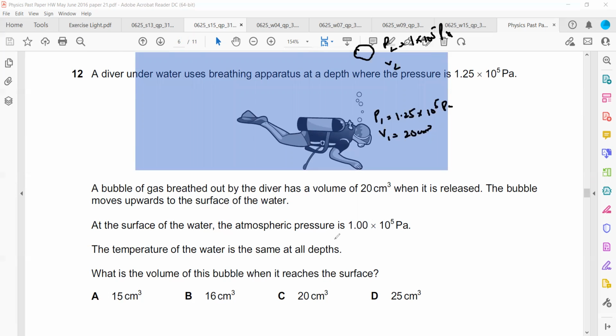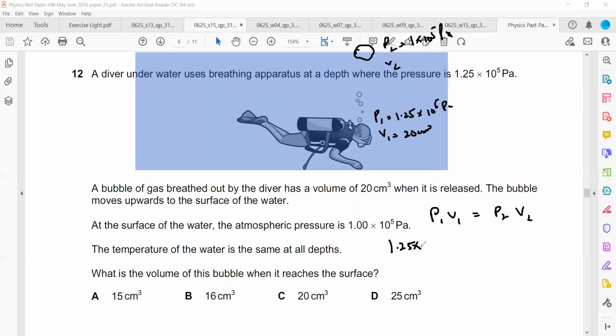Whenever temperature remains constant, for the relation between pressure and volume of a gas, we use Boyle's law. So P1 V1 equals P2 V2. It means first pressure multiplied by first volume is equal to second pressure multiplied by second volume. So P1 V1 equals P2 V2. So we have to substitute.